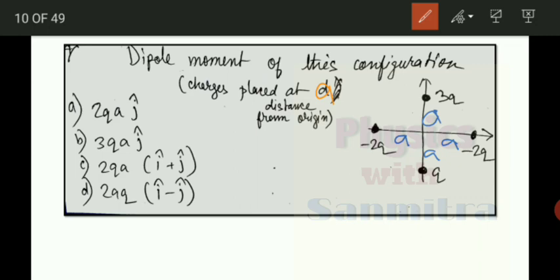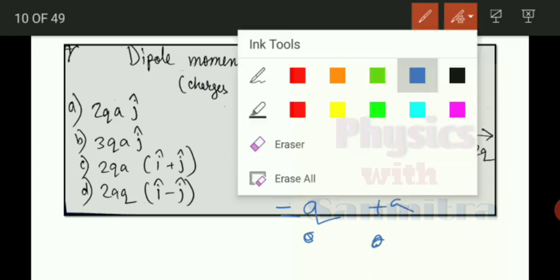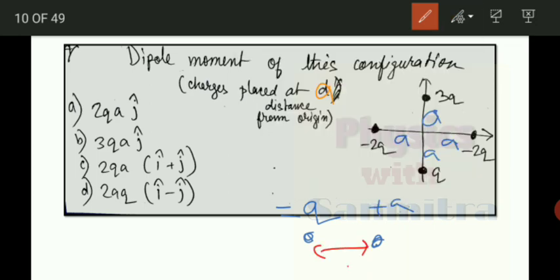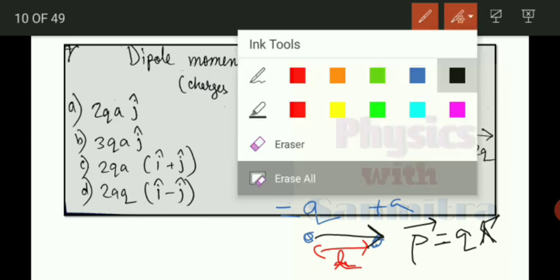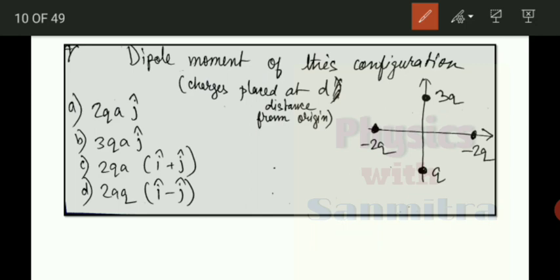Now the dipole moment of this configuration. This is a bit tricky question, but I am showing you how to find the dipole moment. Dipole moment is defined when there is a negative charge and a positive charge, and the distance between them is, say, L. Dipole moment is a vector defined from negative to positive, P vector, that is Q into L vector. So our job will be to find the dipole pairs in this one.